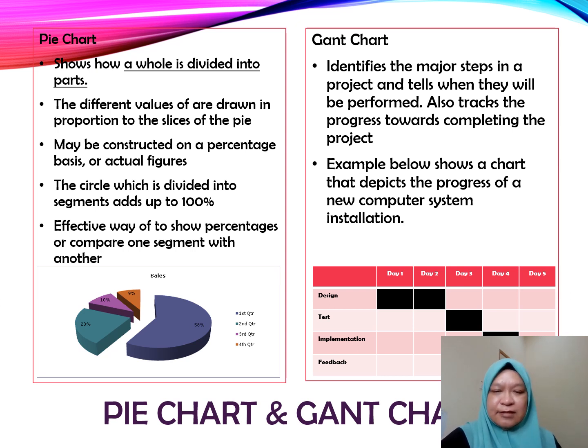The next one, we have Gantt chart. Gantt chart identifies the major steps in a project and tells when they will be performed. Usually in a Gantt chart, we will list all the activities that we need to do in order for us to finish up the project, and also the time or duration for each of the activities.